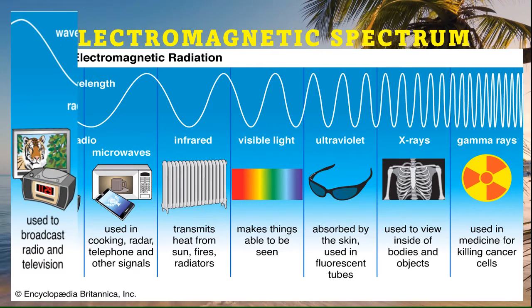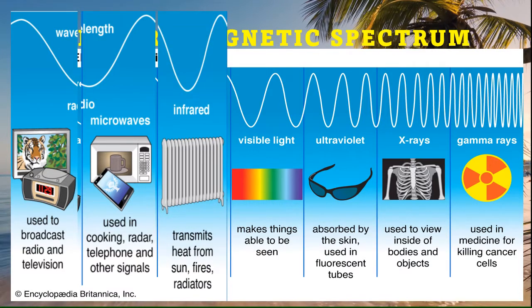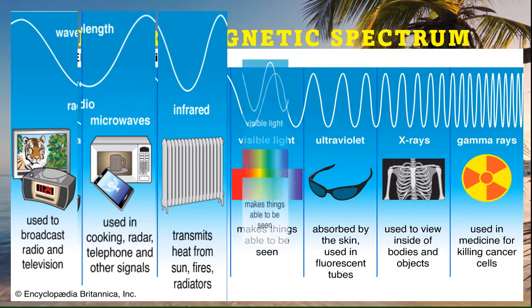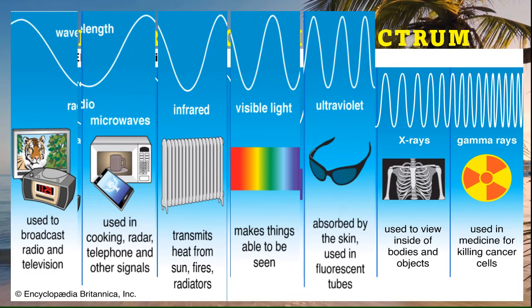Radio waves are used to broadcast radio and television signals, while microwaves are used in cooking, radar, telephone, and other signals. Infrared radiation transmits heat from the sun, fires, and radiators. Visible light makes things able to be seen by our naked eyes.